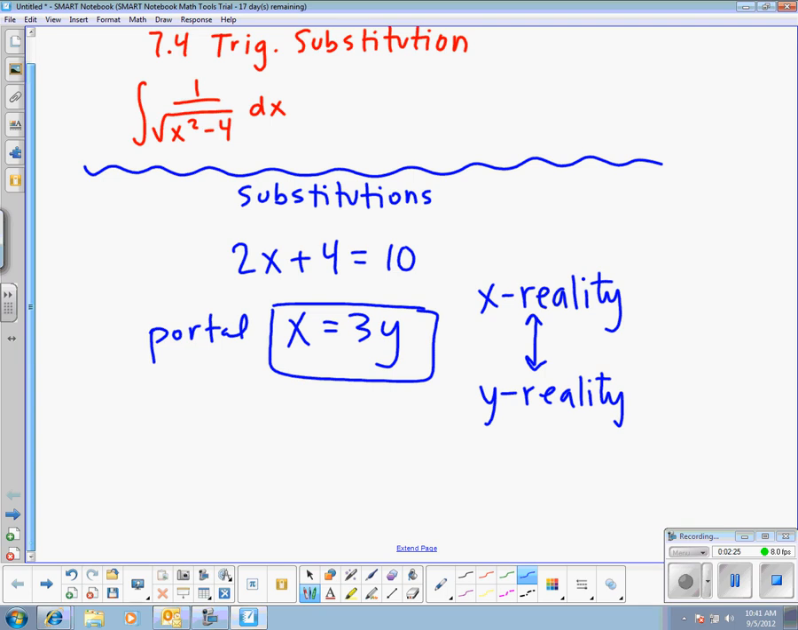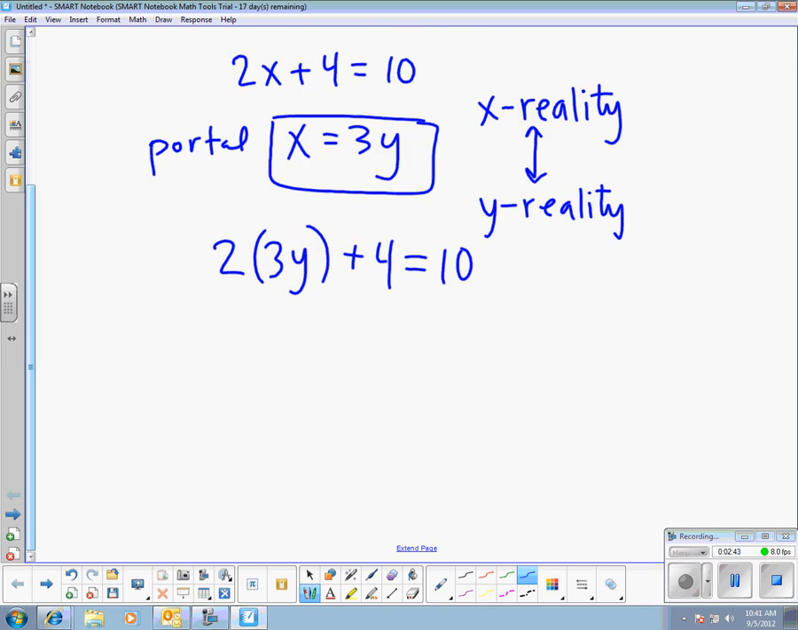So let's make this substitution and try to make sense out of this. I can take out my x and put in a 3y because I said that was okay. When you write your portal and make up your rule or your doorway, it's legit. You can use it. It's just when you go back, you have to use the same one. So let's figure out what y is. 6y plus 4 is 10. Then subtract 4 and you get 6y is 6 and y is 1. That's really great, but I don't really care what y is. I want to know what x is. That's the original question: figure out what x makes the equation true.